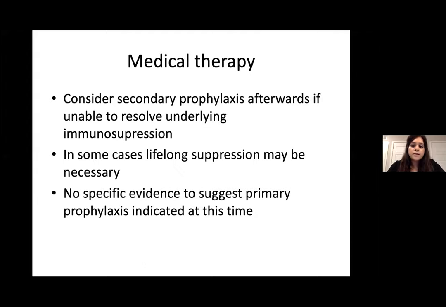You can consider secondary prophylaxis afterwards for patients that you are unable to resolve their underlying immunosuppression. Sometimes your renal transplant patients will need to be on lifelong immunosuppression of some state. You can consider secondary prophylaxis with posaconazole or isavuconazole. In some cases, you might need to consider lifelong suppressive therapy, again in the context of those patients, not necessarily your poorly controlled diabetics. And there's no specific evidence to suggest primary prophylaxis would be indicated at this time, at least.